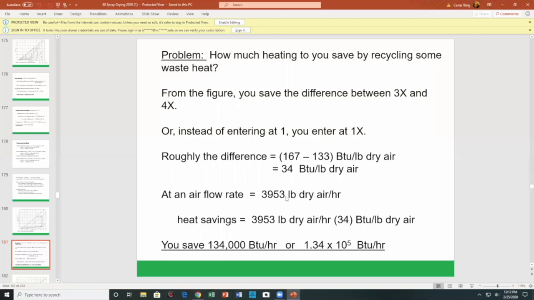Then you come along and multiply by airflow rate. So you're saving, airflow rate might be 39,000 or 3,953. You're saving 34 BTUs per pound, or I'm saving something like 1.3 to times 10 to the fourth BTUs per hour. I don't know if that matters to you or not, right? How much cost that is.